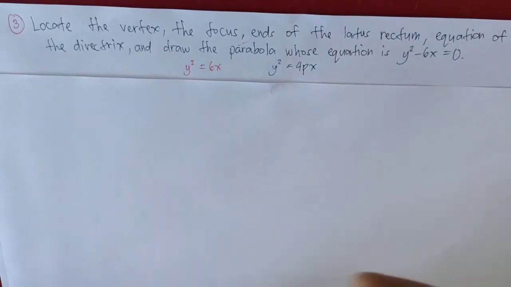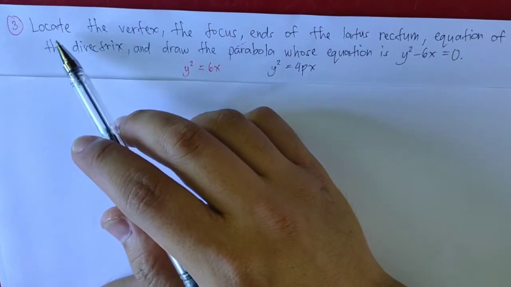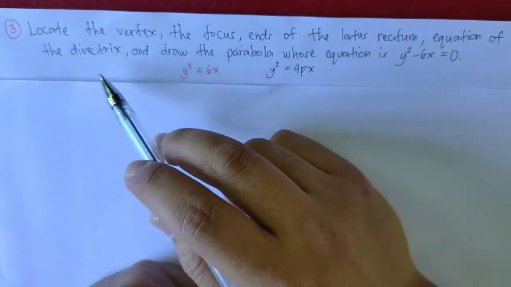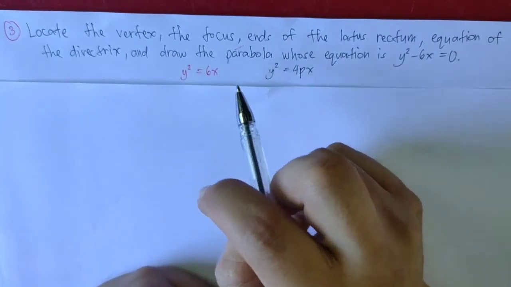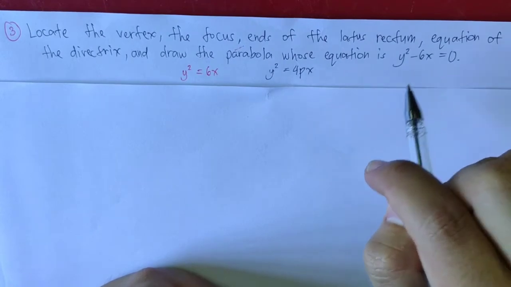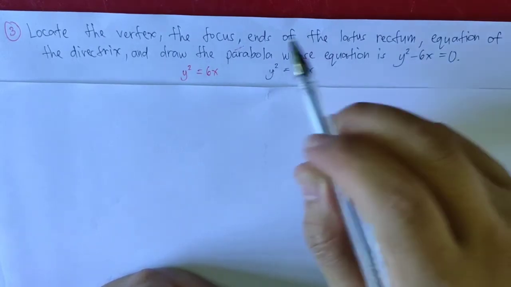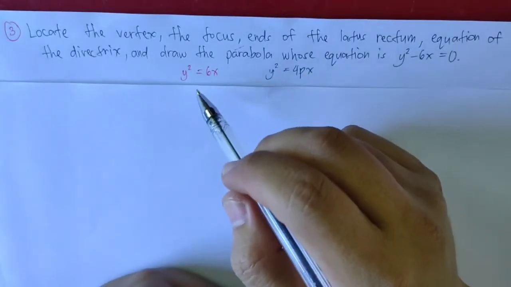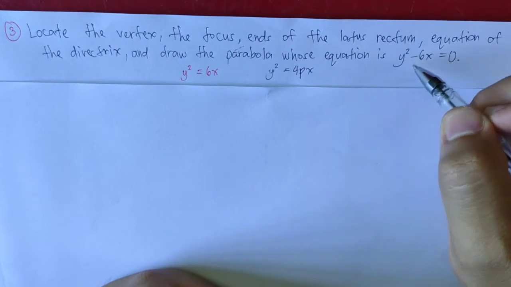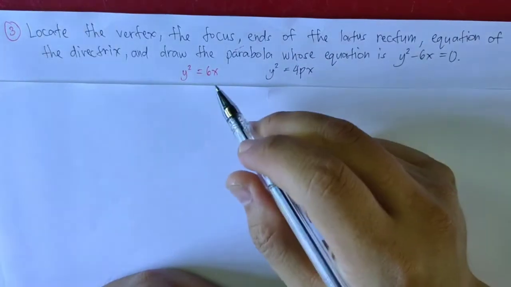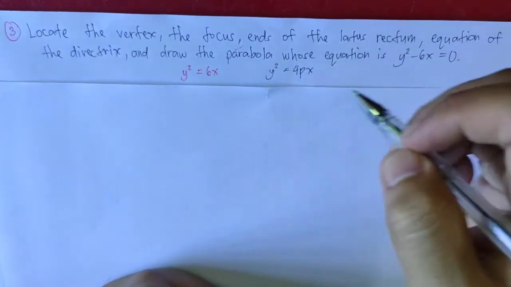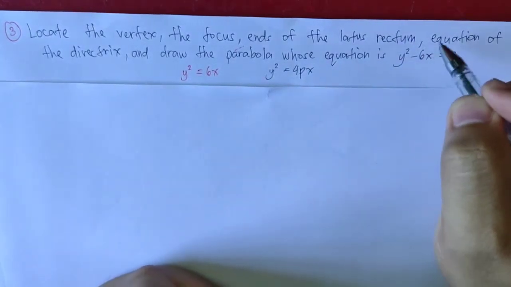Okay, next example. Example number 3. Locate the vertex, the focus, ends of latus rectum, equation of the directrix, and draw the parabola whose equation is y squared minus 6x equals 0. The first thing you must do is to write this equation into this one. So, magiging y squared equals 6x. Bakit naging 6x? By addition property of equality, nag-add tayo ng positive 6x para makancel yung negative 6x dito.